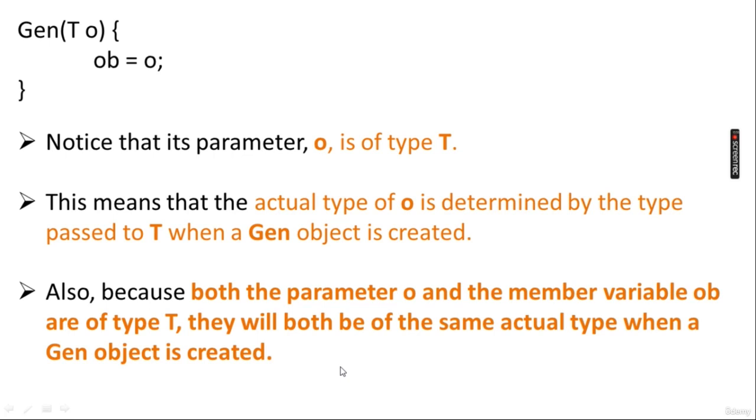Now consider the constructor. Generics(T o) { ob = o; } This is the parameterized constructor and this is the initialization process. Here also this T will be replaced by the actual type. The actual type of o is the type passed to T when the Generics object is created. Also, because both the parameter o and the member variable ob are of type T, they will both be of the same actual type when a generic object is created. So ob's type and o's type will be the same when the actual Generics object is created.